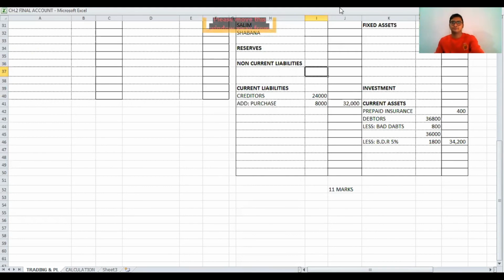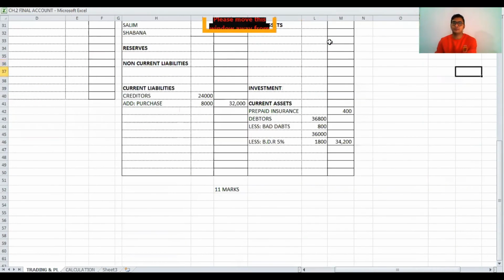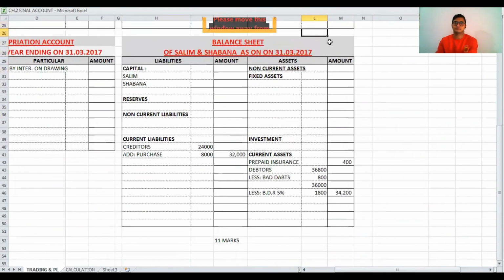Next one, adjustment number 5: discount reserve on debtors is not required. Here there is no requirement for a discount reserve, so we have to ignore this adjustment. There is no need for this. Point number 6: provide depreciation on plant and machinery at 20% and furniture at 5%. First of all, depreciation on plant and machinery, in the balance sheet, plant and machinery, less depreciation.